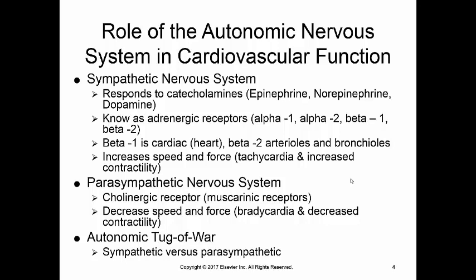If you've ever been startled and you feel your heart race and it feels like it's beating really hard in your chest, this is an effect of beta-1 and will be seen with a fight or flight response of the animal.